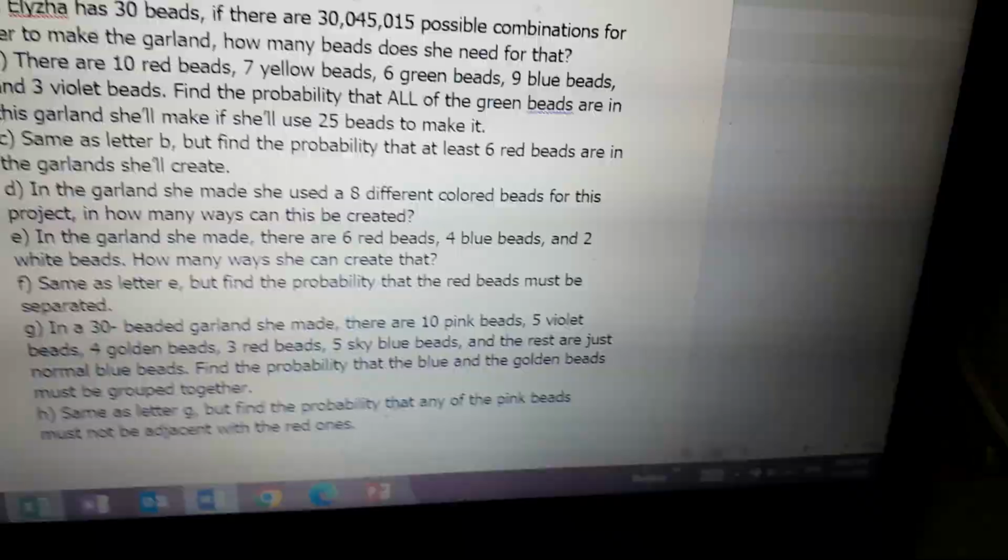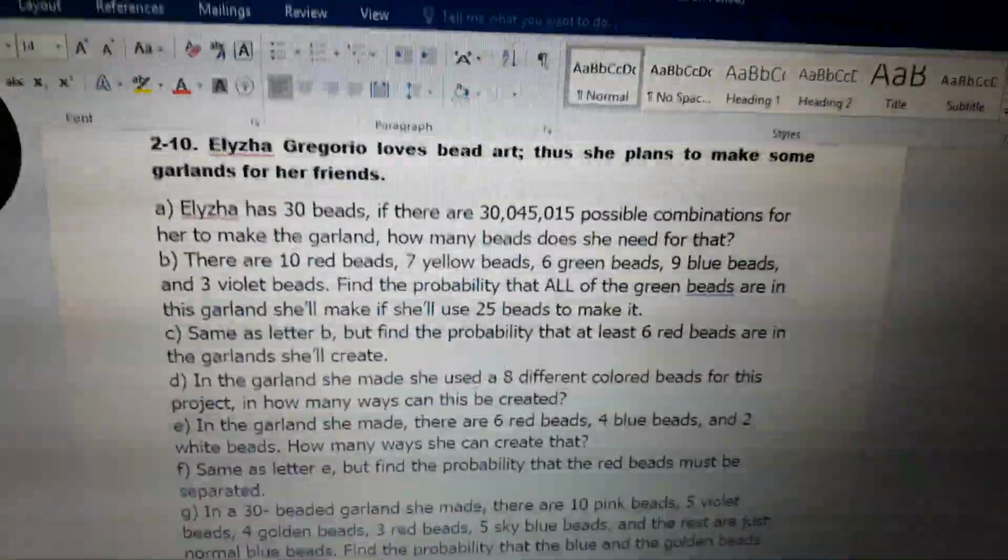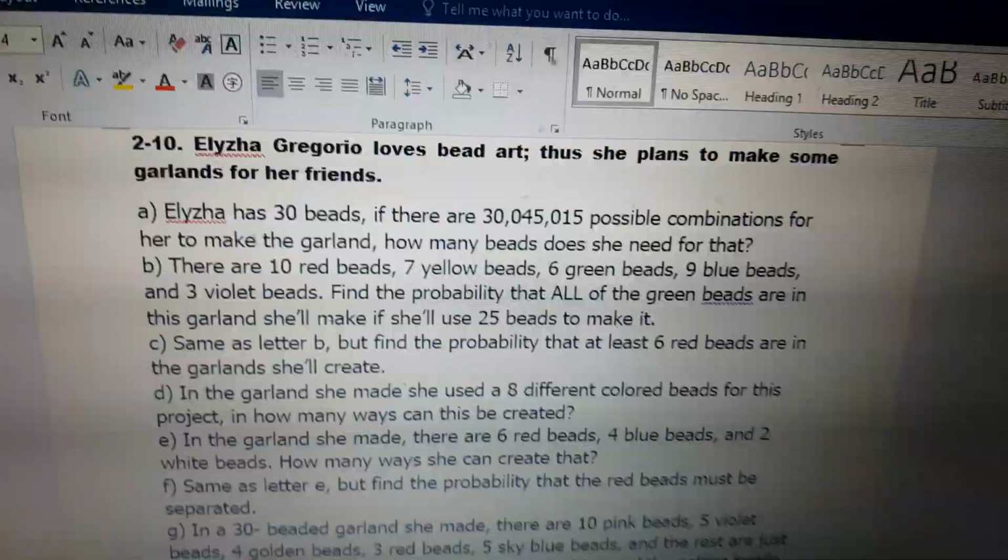Okay? That's letter B. Now for letter C. It's the same as letter B.